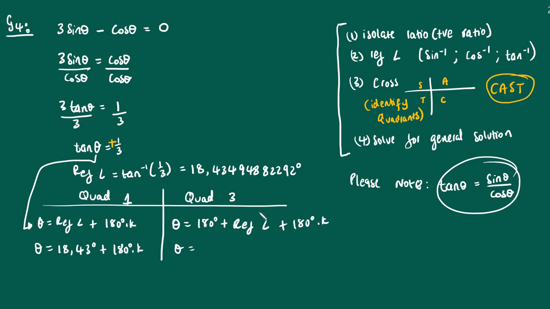Okay, good stuff. So those are the things you must actually check out, good people: whether you wrote the correct formula for the quadrant, because that's where the mistakes are. And then you're going to have 180 degrees plus the 18,434948 degrees. Then when you add them there, I think it should give you 198,43, and then plus 180 degrees times k.